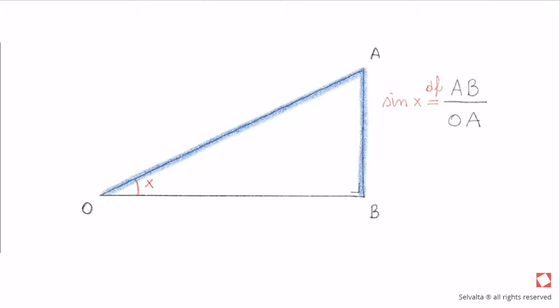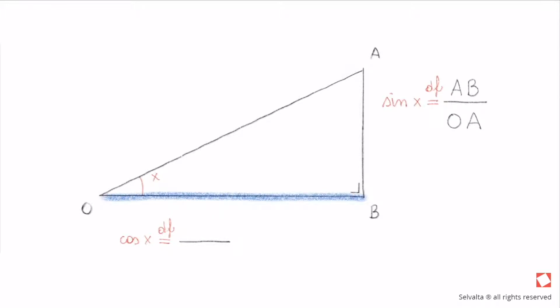On the other hand, the cosine of the angle x is introduced as the quotient between the length of the cathetus near to x and the length of the hypotenuse, that is, OB over OA.